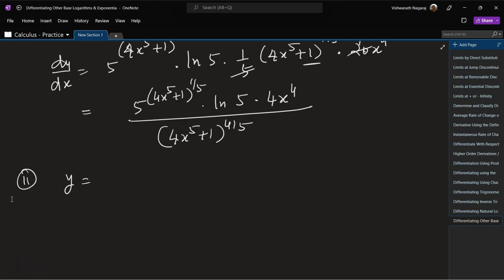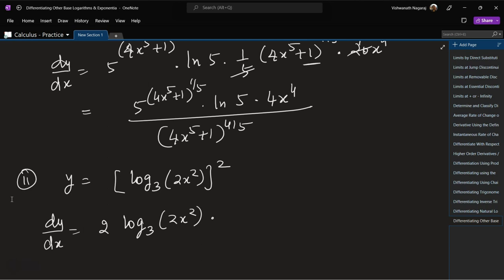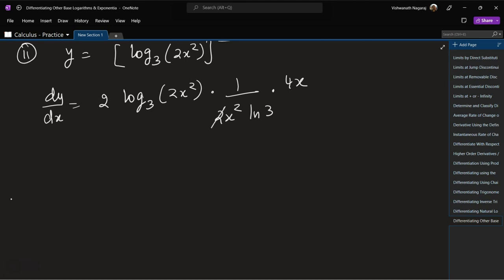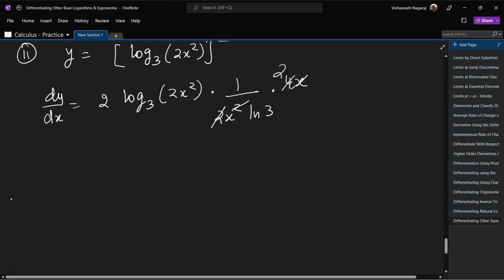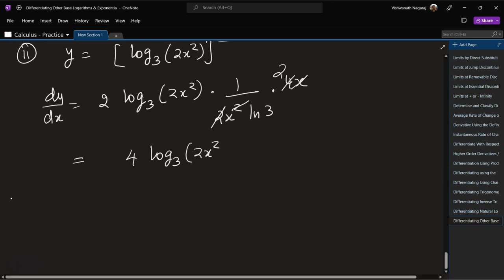11th one, y is equal to log to the base 3 of 2x square, whole square. Dy by dx, so outermost square, so that would be 2 times log to the base 3 of 2x square to the power of 1 times, now the log 3, so log 3 would be 1 by 2x square, natural log of 3 times 4x. So here what will happen, 2's x square, one of the x squares. So we end up with 4 log to the base 3 of 2x square by x natural log of 3.